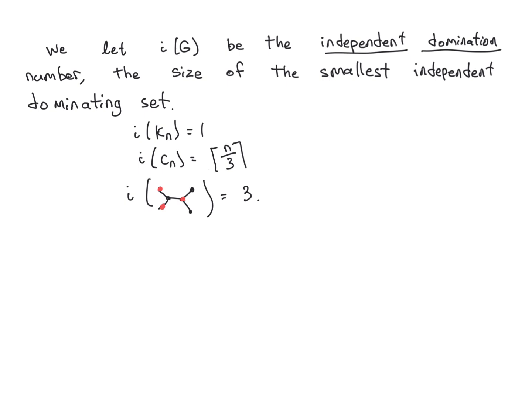And as we'll see in a little bit, the domination number is actually a lower bound for the independent domination number, and so we actually have equality here. On the other hand, for our tree, the domination number gives us a lower bound of 2, but if we want it to be independent as well, we can't find an independent dominating set of size 2. The smallest we can get is 3. So that tells us the independent domination number of this tree is 3.